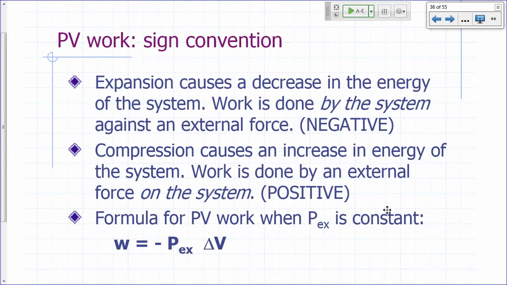Okay, so let's talk about pressure volume work. That's the type of work that we're mostly going to be dealing with. PV work refers to what's called pressure volume work.